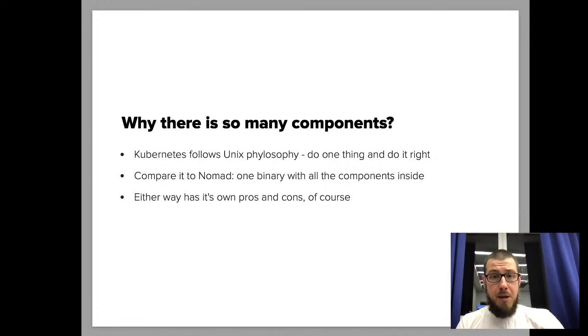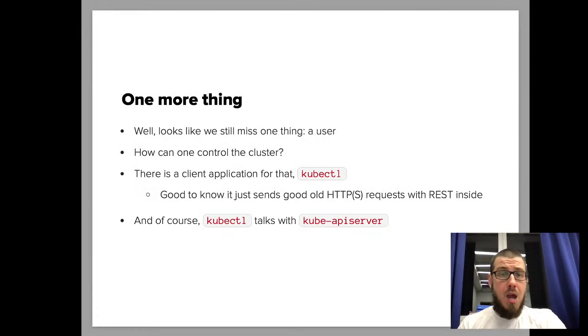Maybe it has a lot of moving parts, and maybe it's harder to understand at first, but when debugging Kubernetes, it's easier to have a lot of small components doing the job than to have one giant component with problems inside it. So for me, this is okay. It's the Unix philosophy. And one more thing, it looks like we still miss one thing: a user.